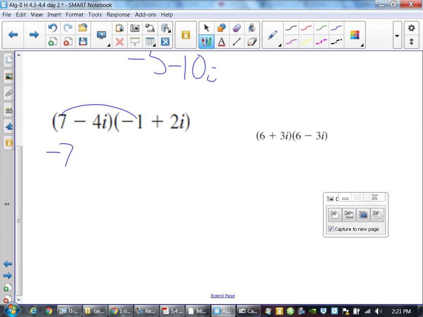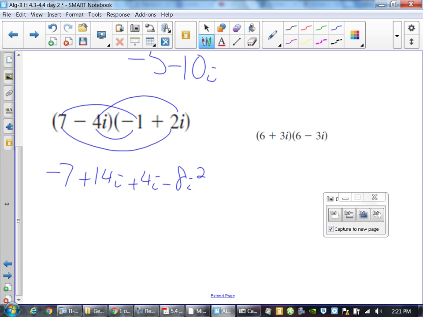You get negative 7, plus 14i, plus 4i, minus 8i squared. Combine like terms and worry about your i squared then. So you get negative 7, 18i. Well, what's negative 8i squared become? 8. Yeah, it becomes 8, because negative 8 times a negative 1 is positive 8.